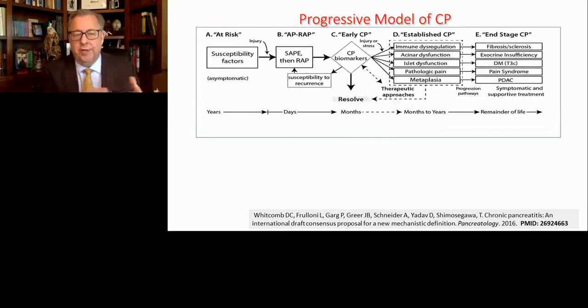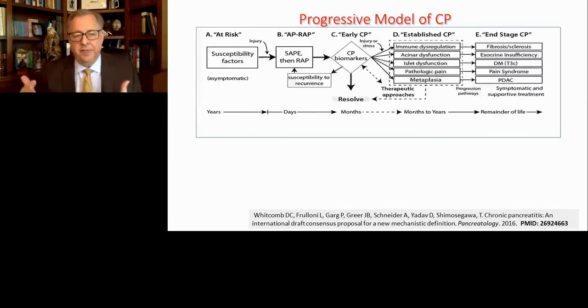Then suddenly something will trigger an attack of acute pancreatitis where the pancreas becomes inflamed. That's called the sentinel acute pancreatitis event, or SAPE. And you end up with what looks like early chronic pancreatitis with a lot of inflammation, but in most cases it resolves. Some people start having recurrent episodes over and over again. A subset of patients progress to established and end-stage chronic pancreatitis because there's variable effects on the immune system or on the acinar cells that make digestive enzymes or on the islet cells that make insulin or on the nerves that cause pain or on the DNA repair system that leads to cancer.